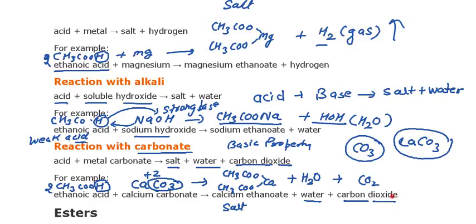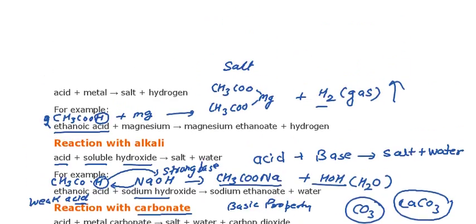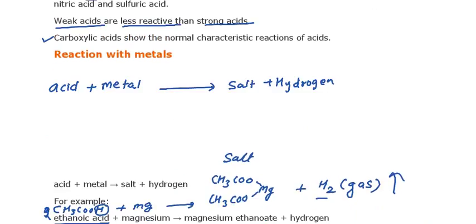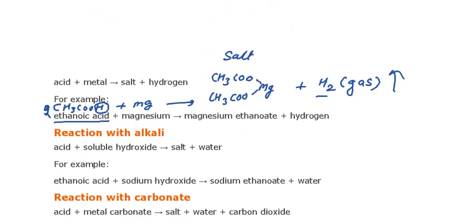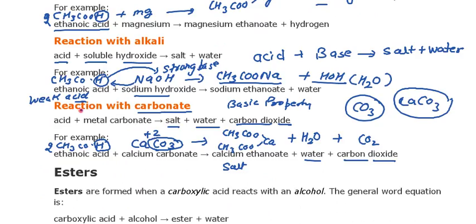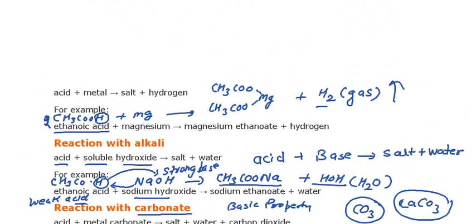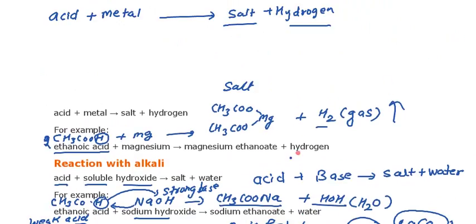So these three are the general reactions of the acid. When an acid reacts with a metal, it always forms salt and hydrogen gas. When an acid reacts with a base, it always forms salt and water. When an acid reacts with a carbonate, it forms salt, water, and carbon dioxide. But the salt formed is not a strong neutral salt, because the acid taking part in this type of reaction is weak.